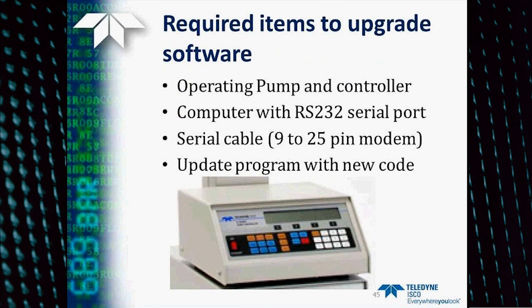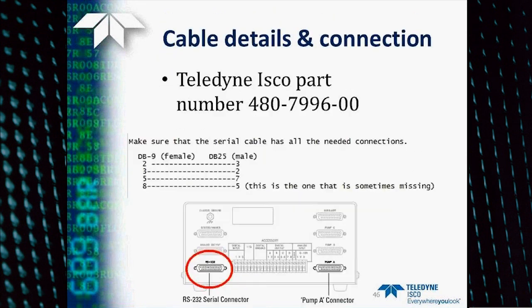So what do we need to do this? Well, we'll need, of course, an operating pump with the controller, a computer with a serial port, a serial cable, a 9 to 25 pin modem cable, and then the update program with the new code in it. So if you want to buy the cable from us, it is a standard modem cable, but it is available from Teledyne Isco. It's part number shown here.